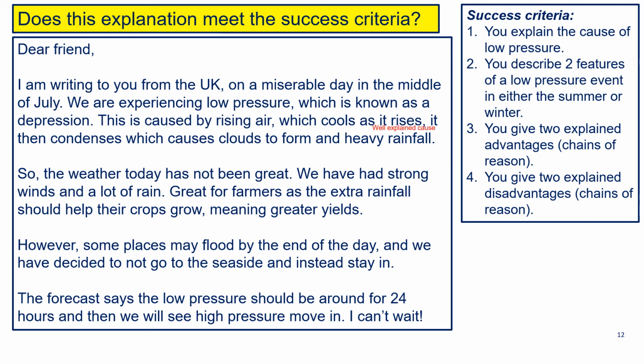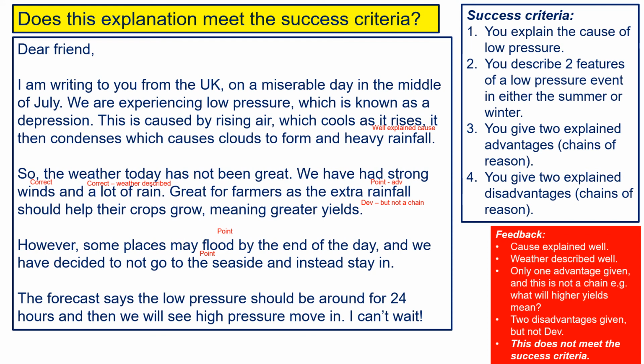So first of all, in the first paragraph, they have well explained the cause. In the second paragraph, they've said the feature that they get, which is strong winds and a lot of rain. That's great. And they've given a point, an advantage for the extra rainfall and how that would help farmers with their yields, but it's not a chain of reason. They haven't said why. Next, they've given a point that it may flood, and they've also said that they can't go to the seaside, but they have not then explained that.